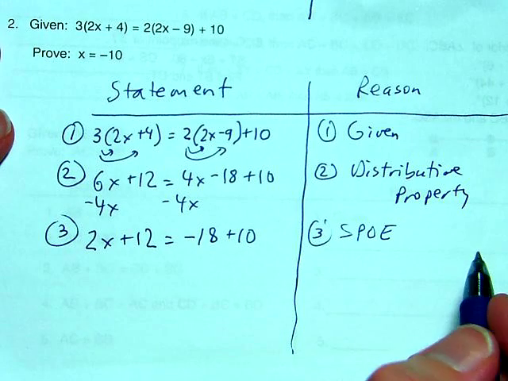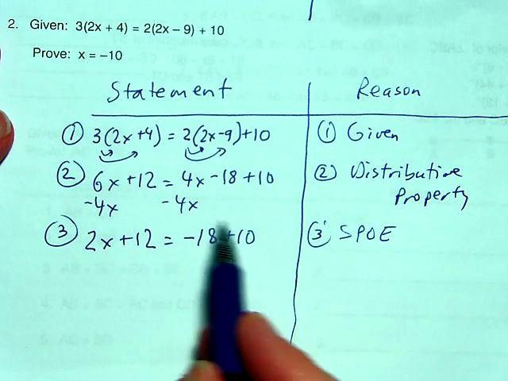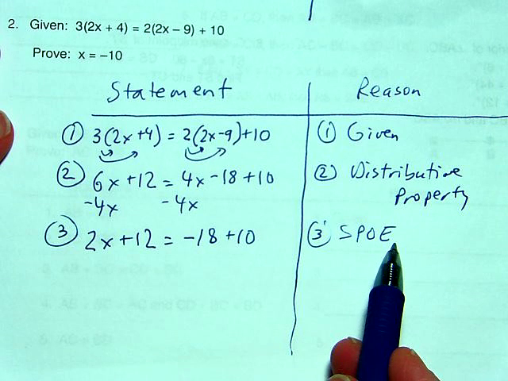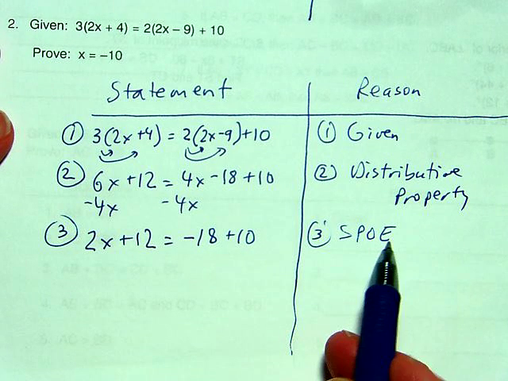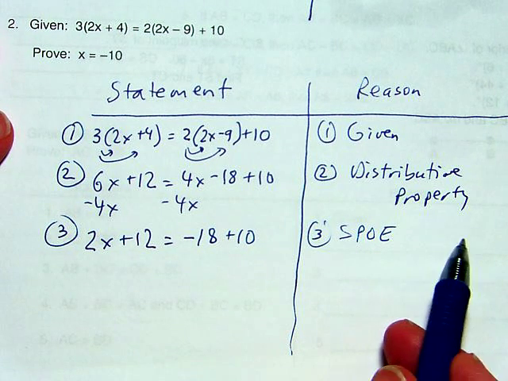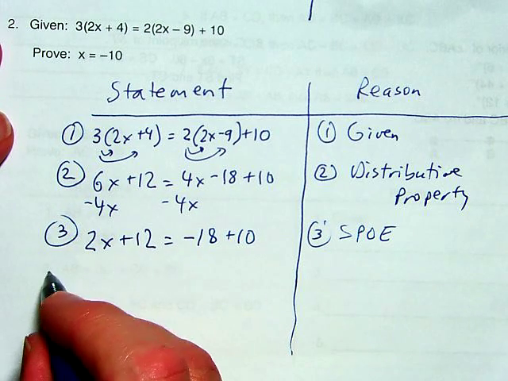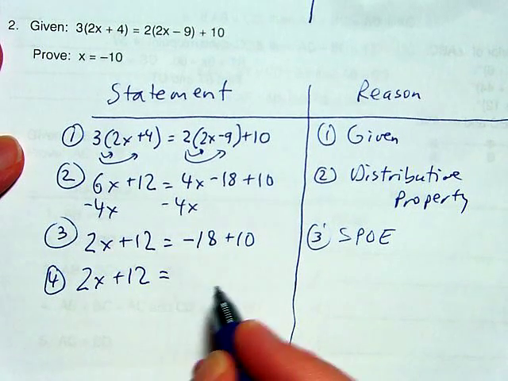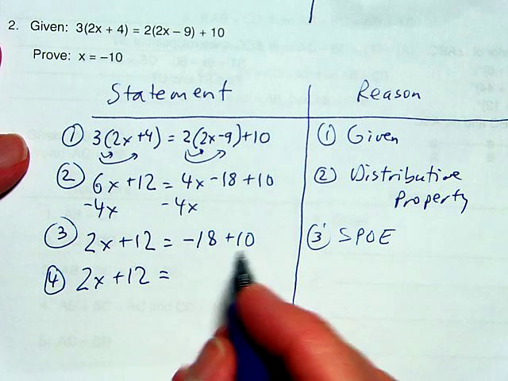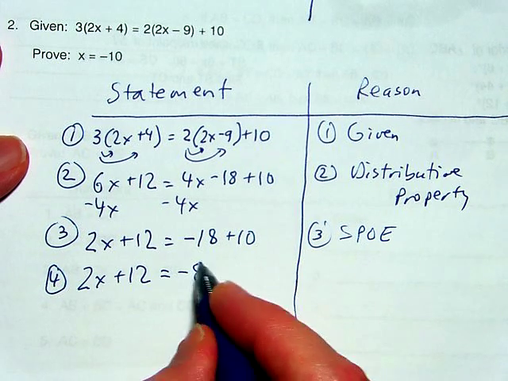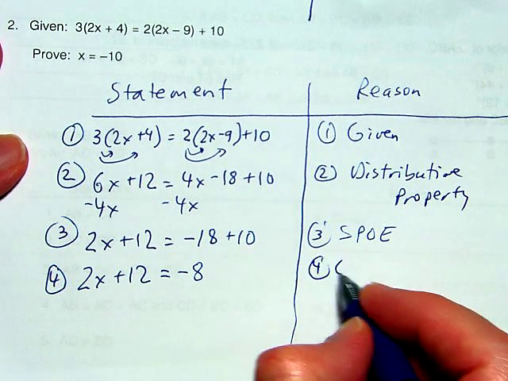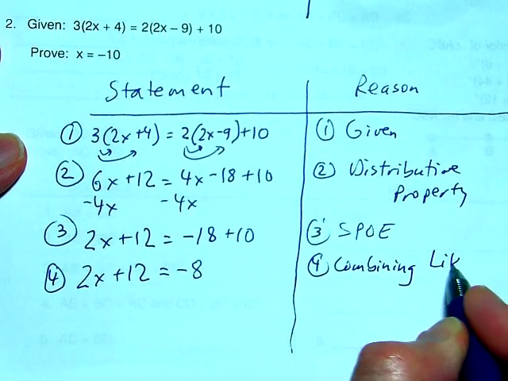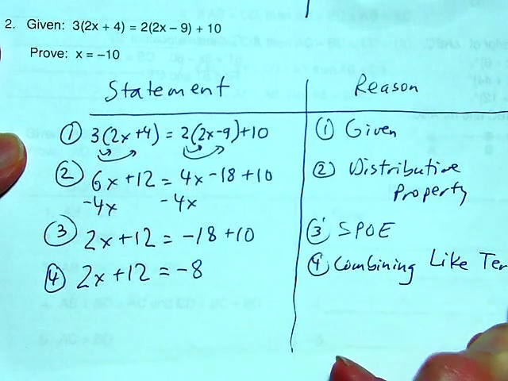Now, you might get away with just combining. We could have just combined this into negative 8 and then said that we were doing simplification as well. You could have then written subtraction property of equality and simplification. Or you could put it into a separate step, combining like terms or simplification. So this would be 2x plus 12 equals negative 8. And we could call this combining like terms, because numbers are like terms, or we could call it simplification.